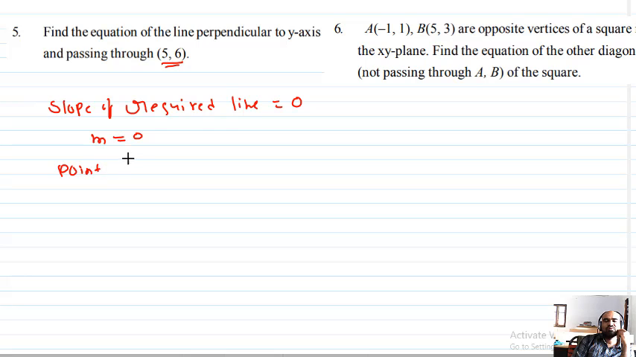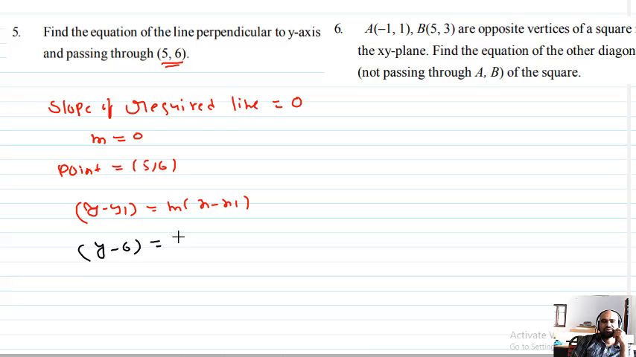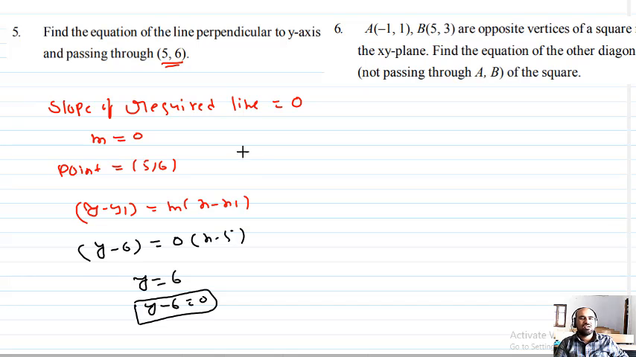Several ways you can solve the problem. Point equal to 5, 6. So point slope form: y minus y1 equal to m times x minus x1. So y1 means 6, m means slope 0, 0 times x minus 5 is 0 only. So y equal to 6 only, or y minus 6 equal to 0 only. Previously I explained directly, no? Here by using the formula also you can find. Okay, this is the fifth problem.